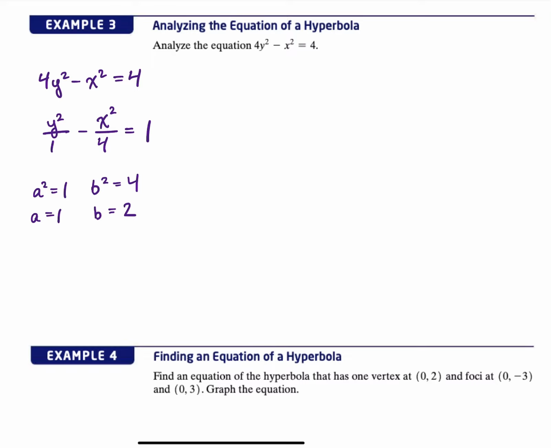Let's go ahead and find c while we're here. c squared is a squared plus b squared, so 1 plus 4, which is 5. That means c will be, to take the positive square root, square root of 5. So let's produce our graph.